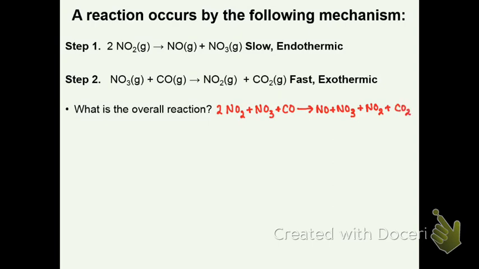So to write the overall balanced equation, we need to look for any species that are present in both the reactants and the products because they'll cancel. So we see that we have 2 NO2 in the reactants and 1 in the products, so that means one of those is going to cancel in the reactants. And then we also have NO3 in both reactants and products. So from this we can write that the overall reaction is nitrogen dioxide plus carbon monoxide to form nitrogen monoxide and carbon dioxide.